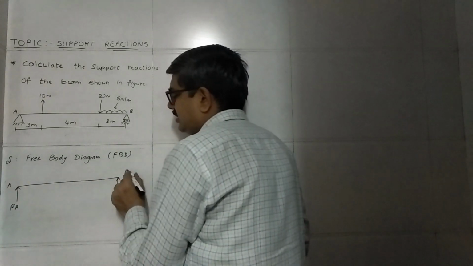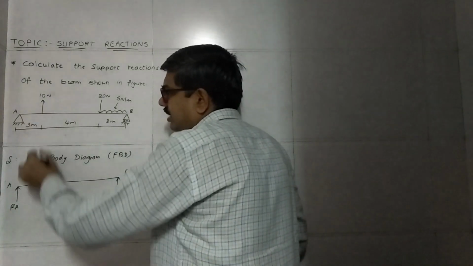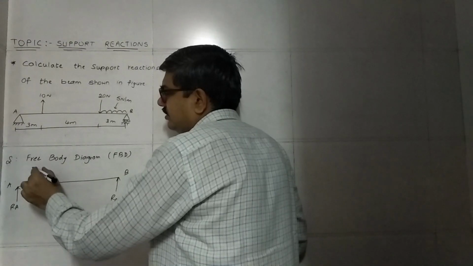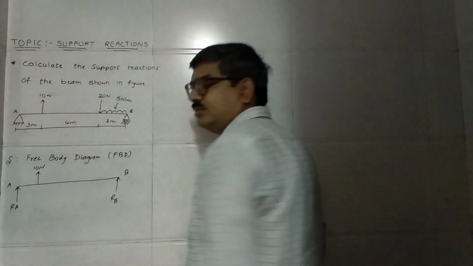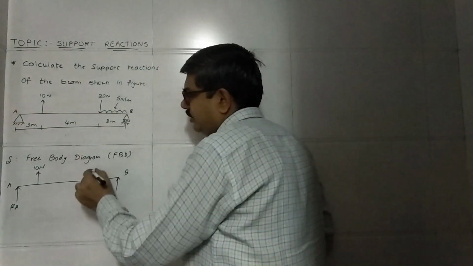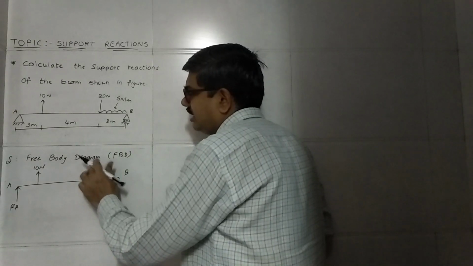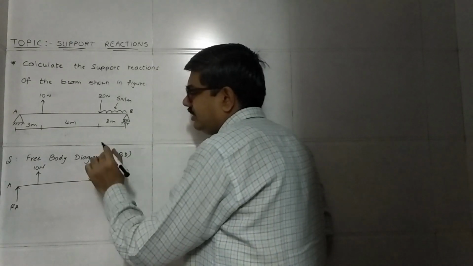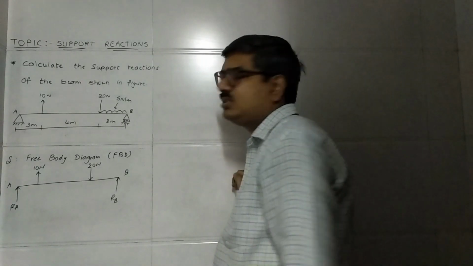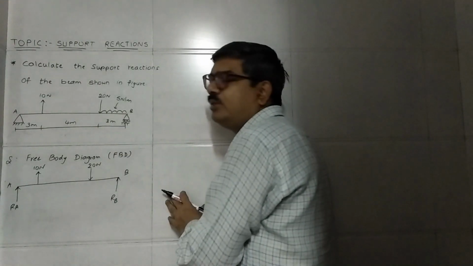This one is A, this one is B. Here a point load which is acting in upward direction, 10 newtons. Another point load is there here which is acting in downward direction. Its magnitude is 20 newtons. And a UDL is there.